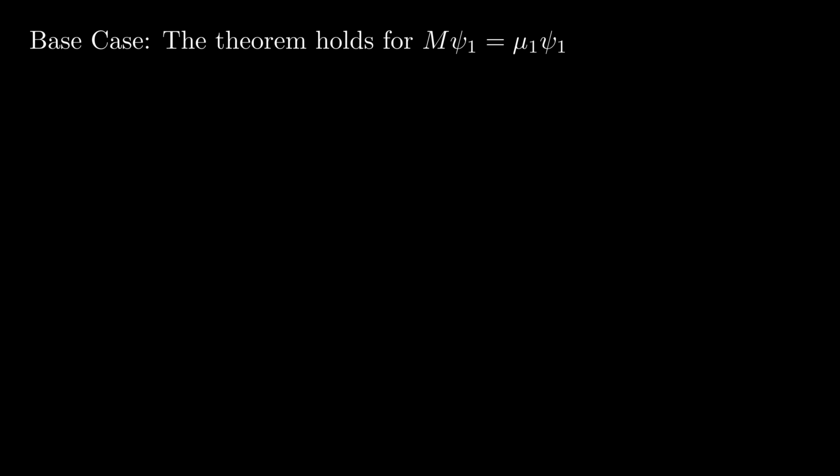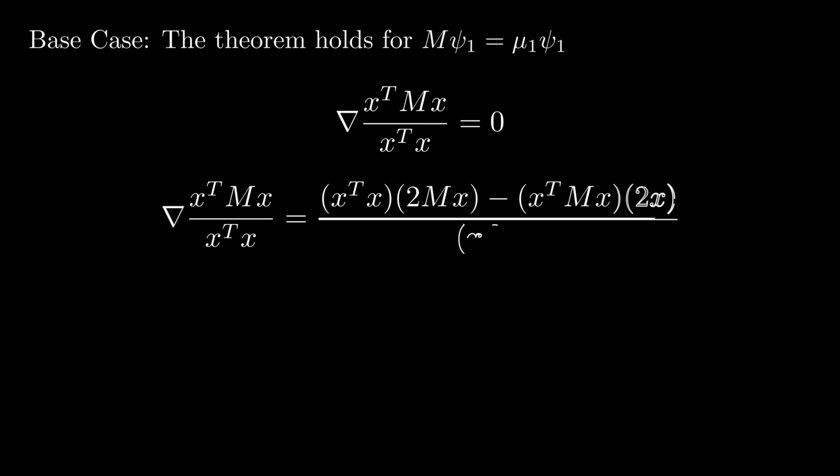We start with the base case. If x is a non-zero vector that maximizes the Rayleigh quotient with respect to M, then the gradient of the Rayleigh quotient must be 0 at this point. So we can use the quotient rule and set the numerator equal to 0.